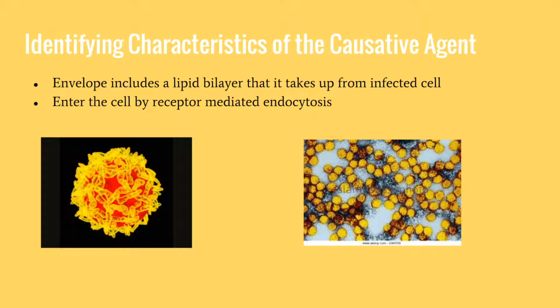The causative agent includes an envelope, which includes a lipid bilayer that it takes up from the infected cell. And it enters the cell receptor by cell-mediated endocytosis. Cell-mediated endocytosis is a process in which a cell absorbs metabolites, hormones, and other proteins by inward budding of plasma membrane vesicles containing proteins with receptor sites specific to the molecules being absorbed.